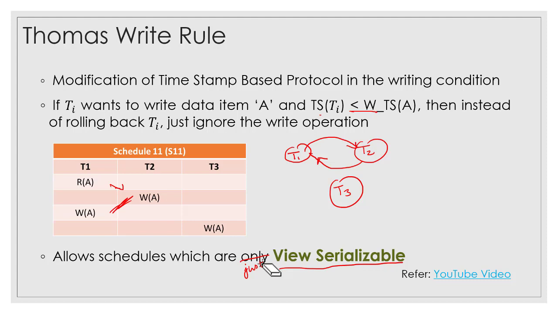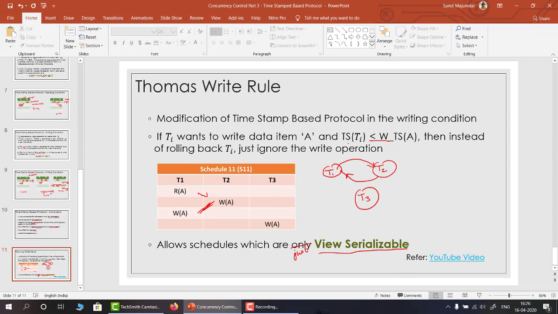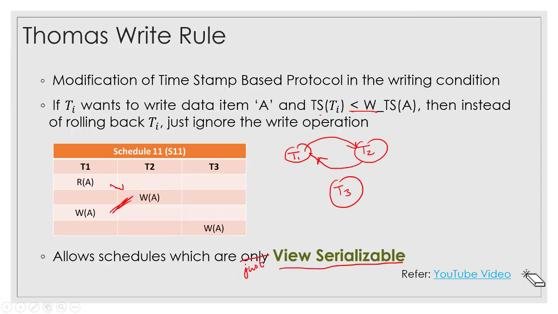So this is the property of the Thomas write rule, and you can also see that there is nothing to deal with the dirty read problem, so it may suffer from cascading rollback. There is nothing said about the commit statement, so there is a possibility of non-recoverable schedules. It may suffer from starvation, but it ensures that there will be no deadlock, and as it is producing a view serializable schedule, the schedule will be consistent. So that is all about the timestamp based protocol for concurrency control.